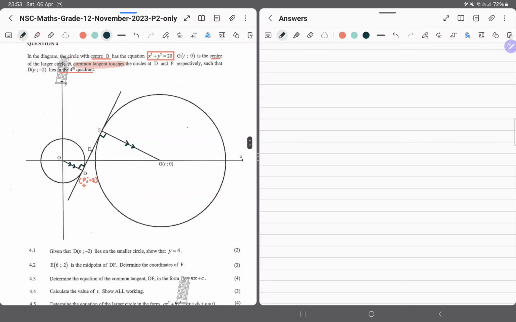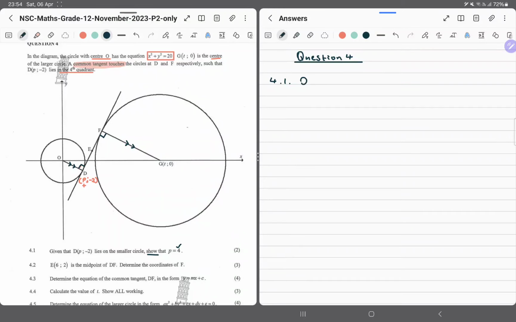So we are doing question 5. Now, not 5, I'm in dreamland, okay. So 4.1, we are told here, given that D with coordinates p and minus 2 lies on the smaller circle, show that p is 4. Can you see, when we are told to show, we need to work out everything in full display.